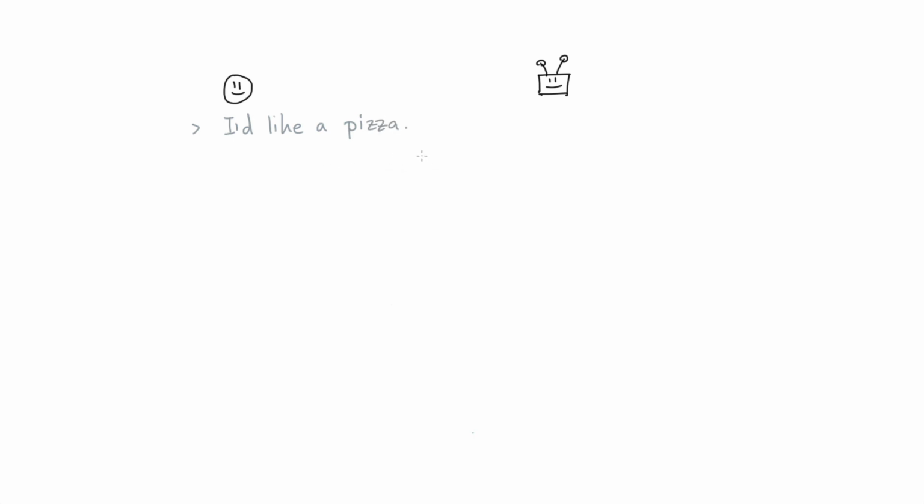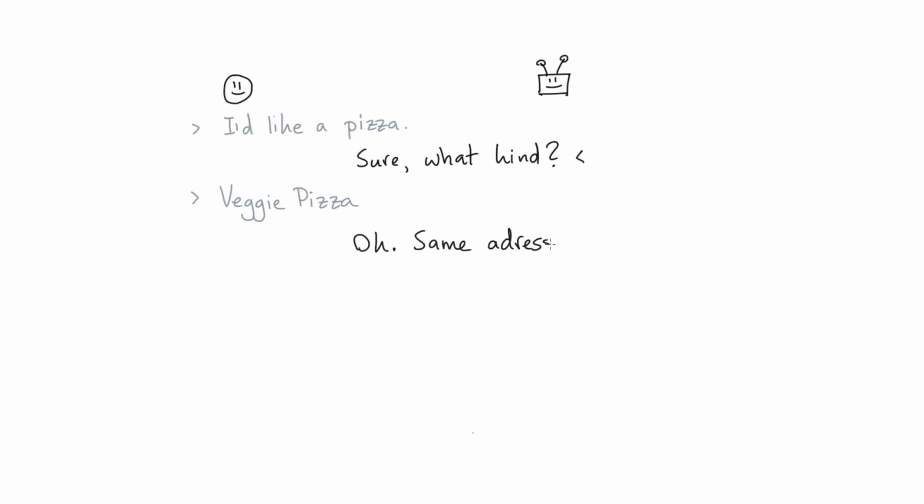And the assistant might say, "Sure. What kind?" And then you might say, "Well, I'd like to have a veggie pizza." And then the assistant might reply with, "Okay. Same address?" And then here, the user might reply with just yes, and the conversation would continue. At this point, the conversation is relatively simple.